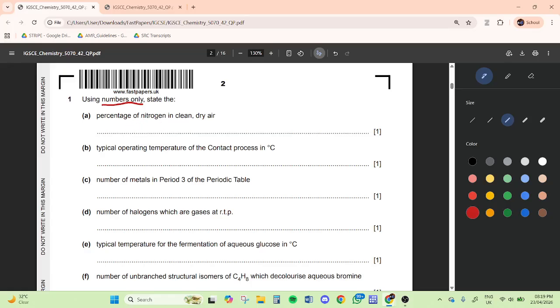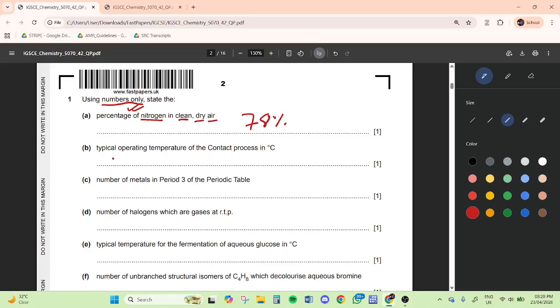So over here, they're talking about the percentage of nitrogen in clean, dry air. About as straight cut a question as you can get in one of these question papers. So the answer for this, obviously, is going to be 78. Now you can add percentage. You don't have to, because again, they say using numbers only. So you don't have to add percent, but you could if you want. You won't lose marks if you put it, and you won't lose marks if you don't.